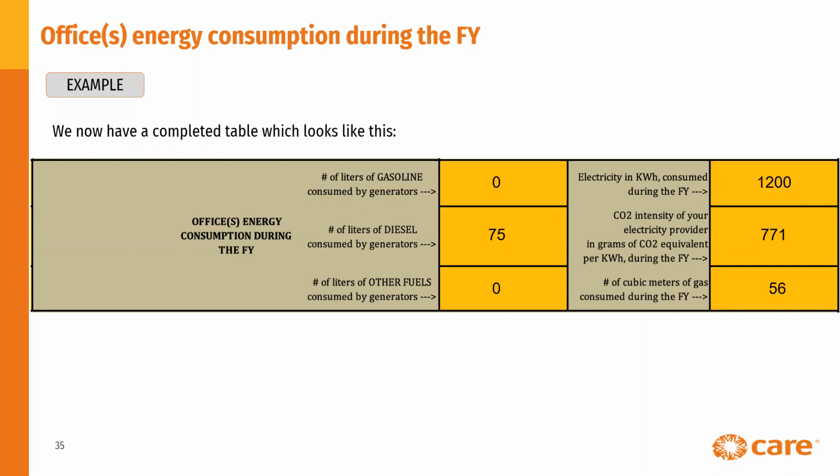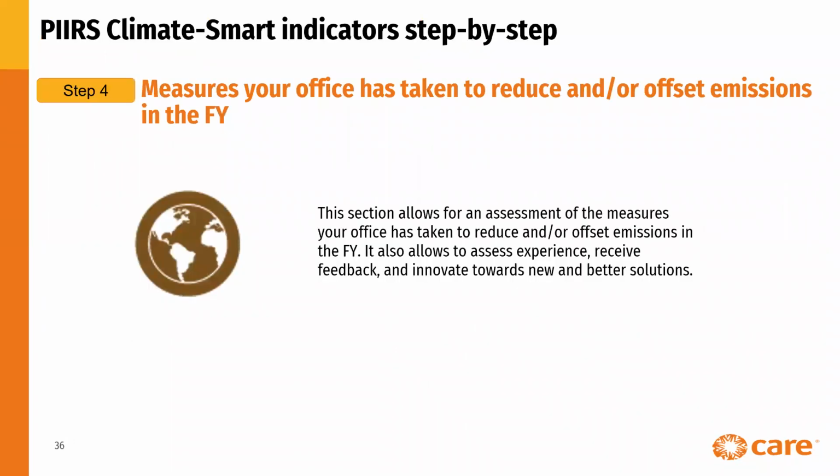So now we have a filled out table of the office energy consumption during the fiscal year, which looks like this. We now move on to step 4. So the final step, the measures your office has taken to reduce and/or offset emissions in the fiscal year. This section allows for an assessment of the measures your office has taken to reduce and/or offset emissions in the fiscal year. It also allows to assess experience, receive feedback, and innovate towards new and better solutions.